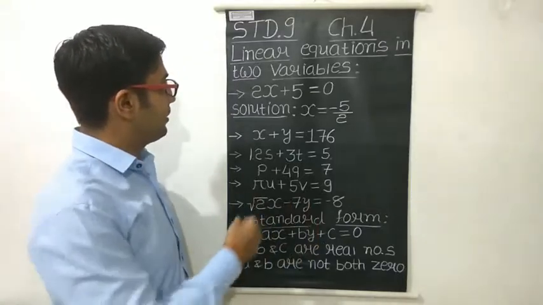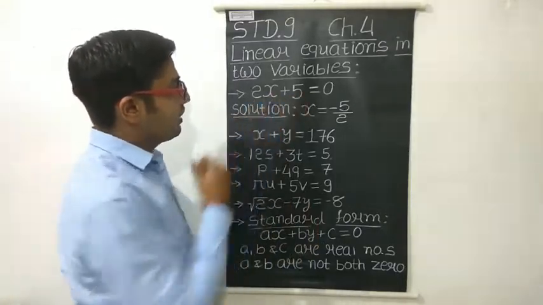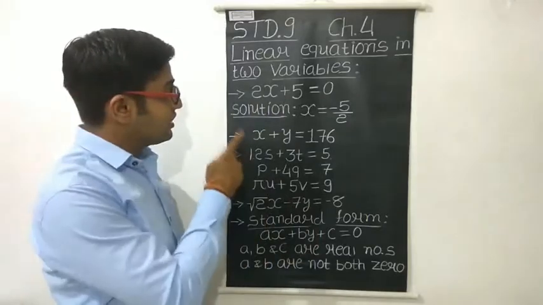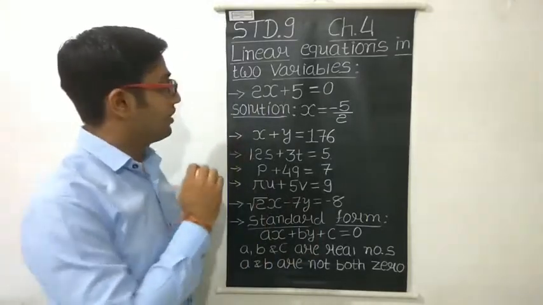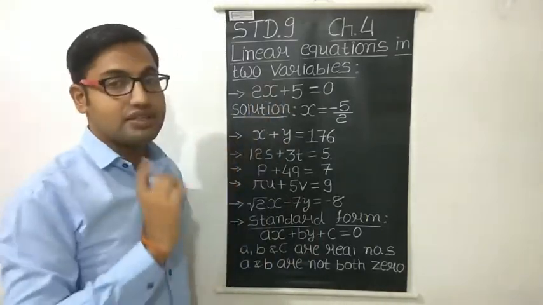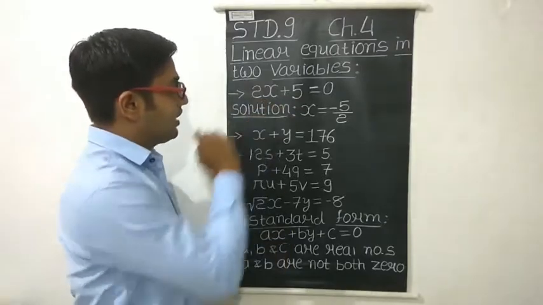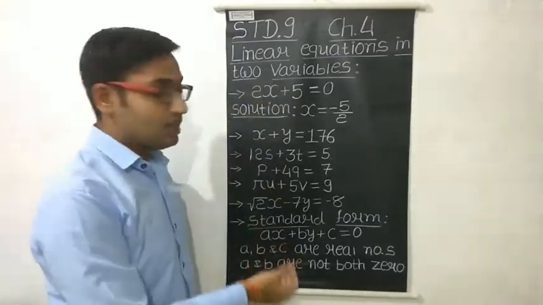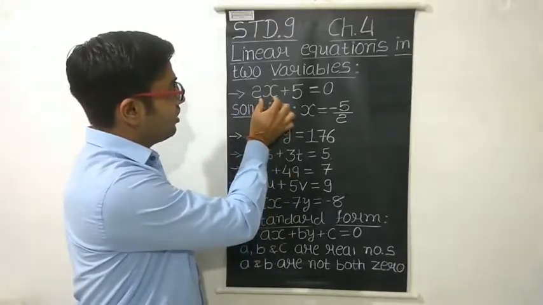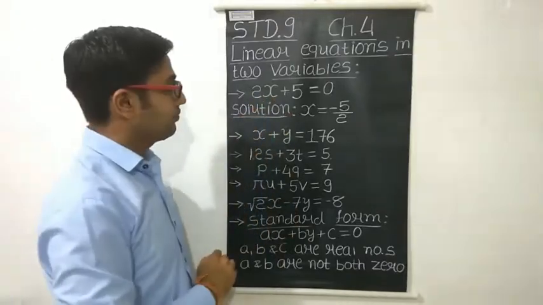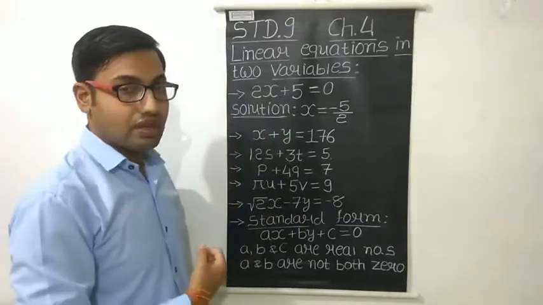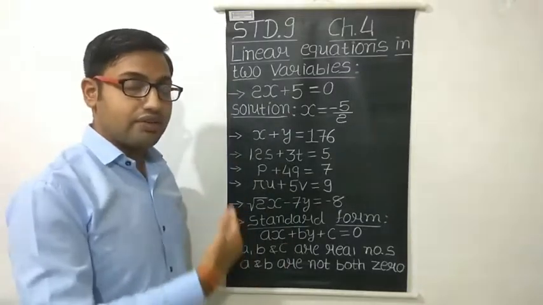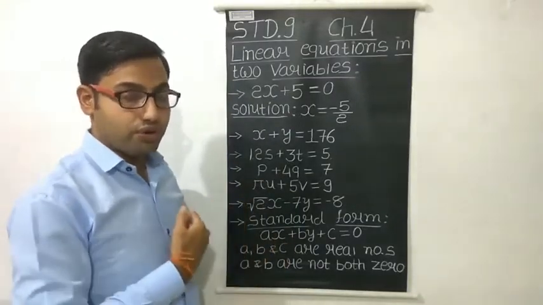Let us take an example. 2x plus 5 is equal to 0. So this is a linear equation in which only one variable is there, and that is x. So you know now what is the constant, what is the variable, what is the term. That we have already studied in chapter 2, polynomials, right?